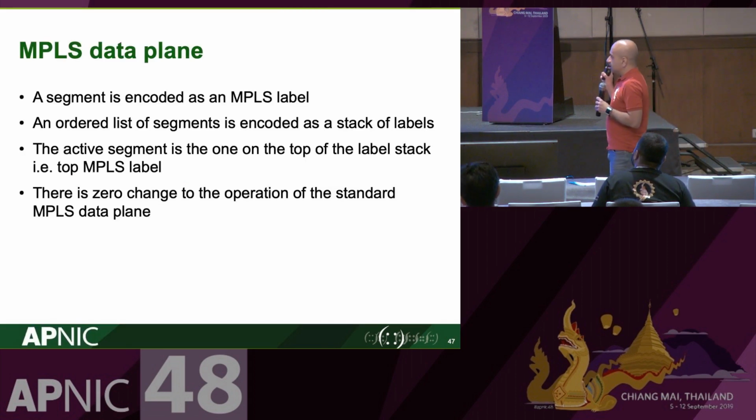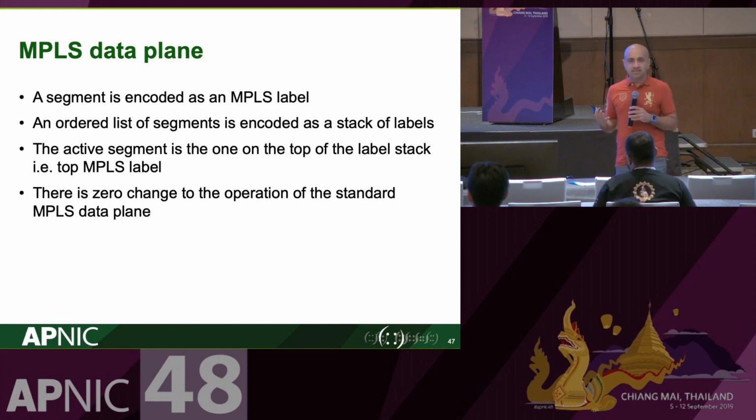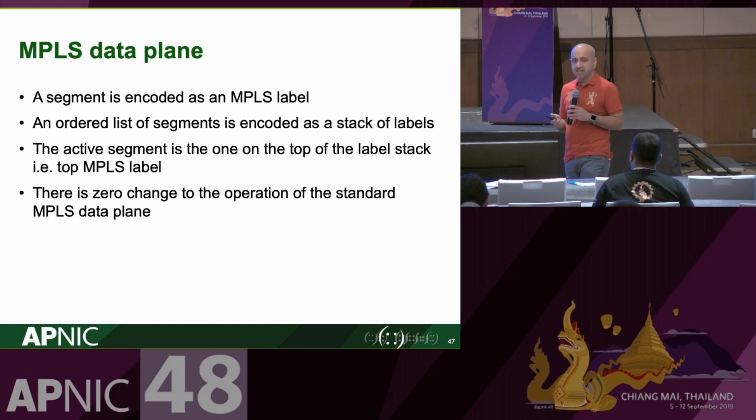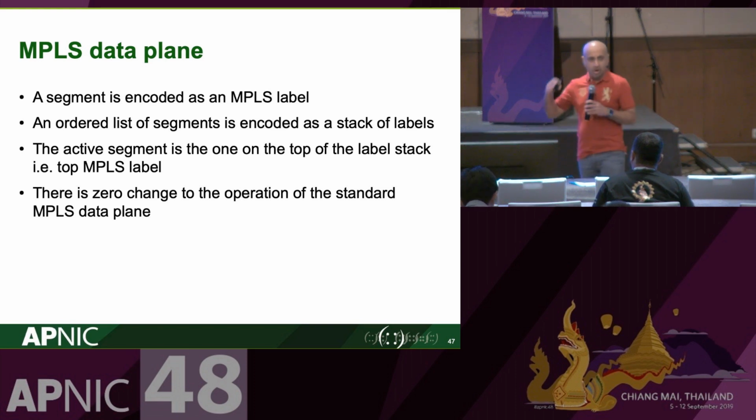Okay, so MPLS data plane. We saw that in segment routing using the MPLS data plane, the segment is encoded as an MPLS label. The reason we can do this is because MPLS already has this capability for label stacking, which means that, like I said, it's very easy to introduce this into an existing MPLS network because the only changes required are control plane changes. So you have to enable the extensions for segment routing within your IGP, but then your data plane remains exactly the same. The active segment is always the one on top.